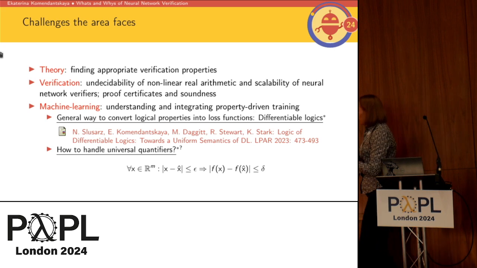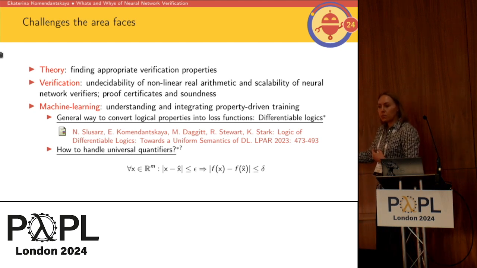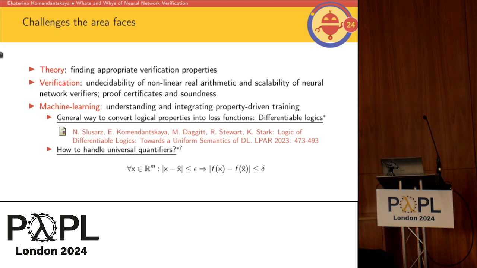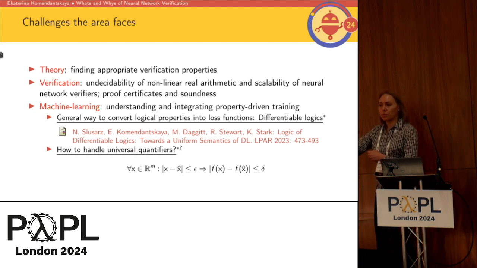So when you want to train a neural network to satisfy a property that's universally quantified, you simply need to find the worst example in this domain of for all x and penalize the neural network for wrongly classifying that worst example within the quantifier domain. And this is what we have been working on.